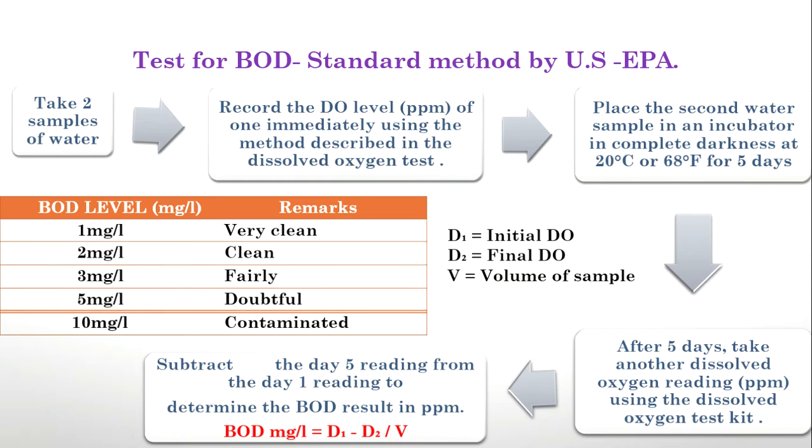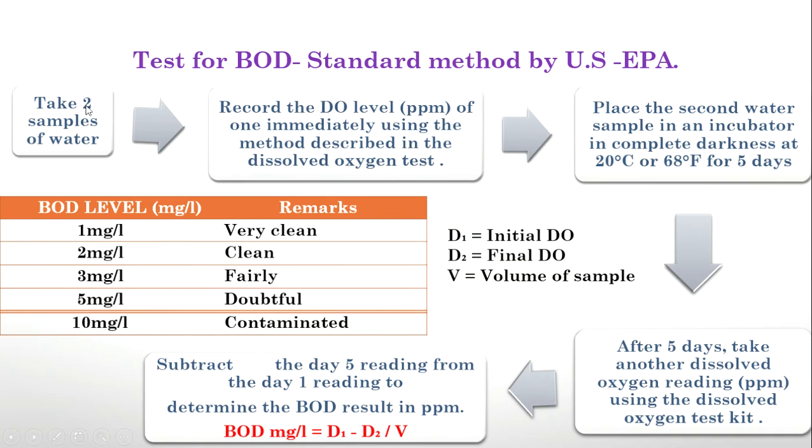So we have to have some test procedure for this BOD. A standard method which was developed by the US Environmental Protection Agency, EPA, is followed here. It is a very simple procedure. First, we will take two samples from the same source. For example, if you want to check the BOD content of a particular river, you will take two samples from the river, and one sample will be tested for DO, dissolved oxygen, by using the Winkler's method, which we have discussed earlier.